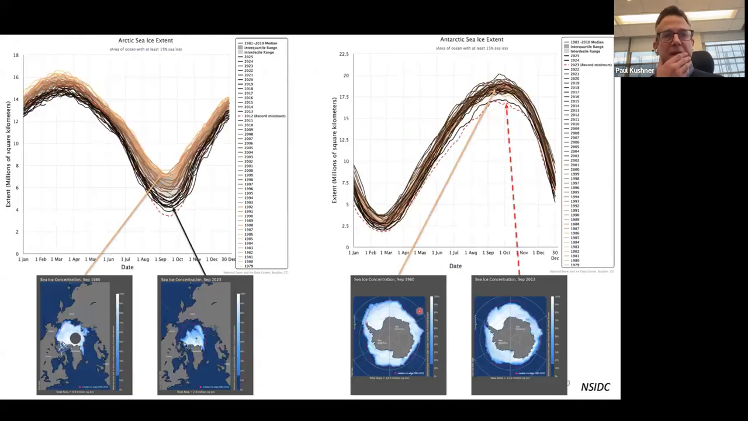And there are also implications for sea ice, and I'll be speaking about sea ice a fair amount. This is maybe well known to many of you, but not all, I guess. This is from the National Snow and Ice Data Center.